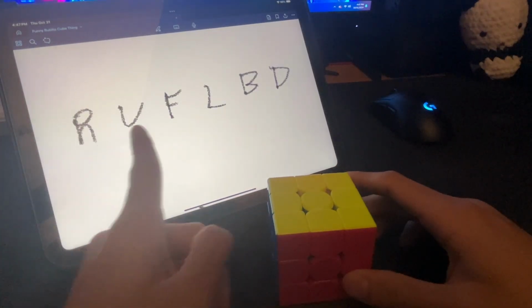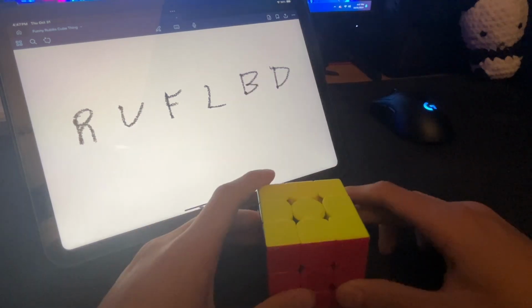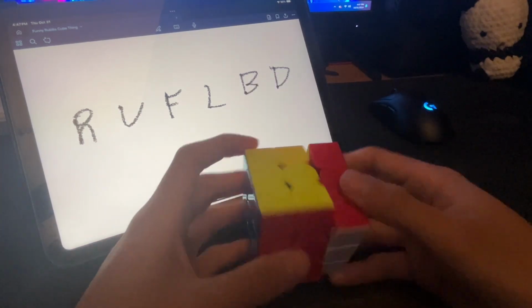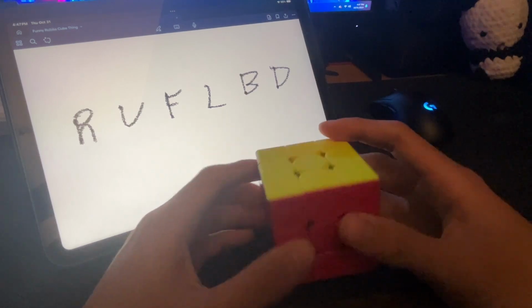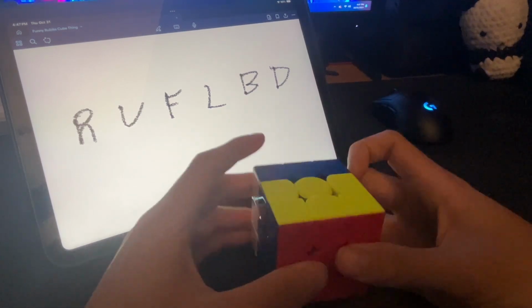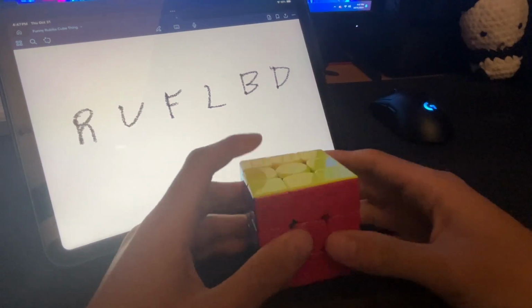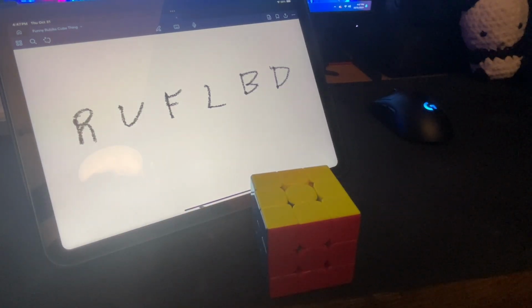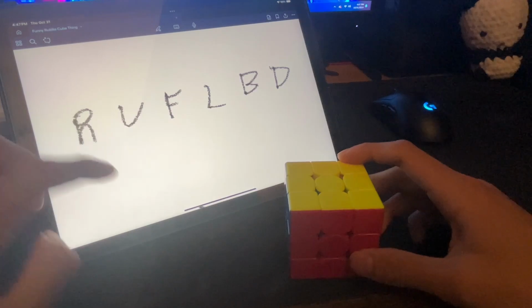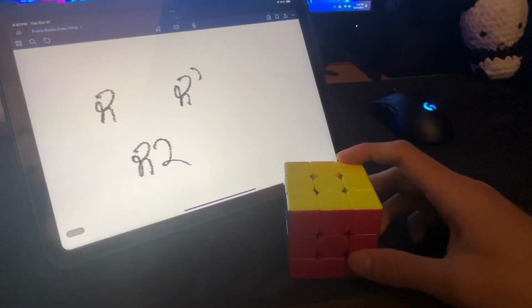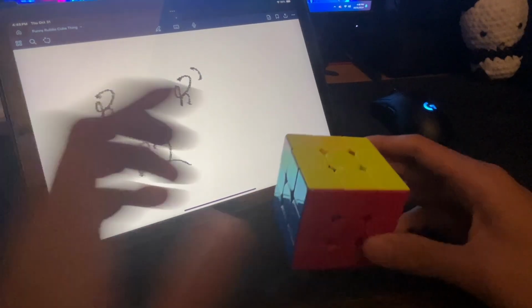So we have R, U, F, L, B, and D. R is just the right face, U is the top face, F is the front face, L is the left face, B is the back face, and D is the bottom face, or the down face. Most of these moves, well, all of them, have 3 different variations, and here I just used R, the right face, to explain.